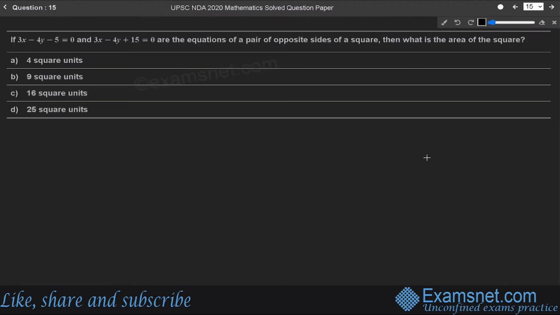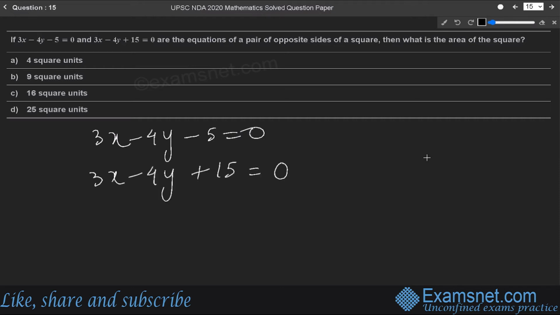Next question is, if 3x minus 4y minus 5 is equal to 0 and 3x minus 4y plus 15 is equal to 0 are the equations of a pair of opposite sides of a square, then what is the area of the square? Two equations are given, which are 3x minus 4y minus 5 is equal to 0 and 3x minus 4y plus 15 is equal to 0. These are the equations of a pair of opposite sides of a square, and we have to find the area of the square.